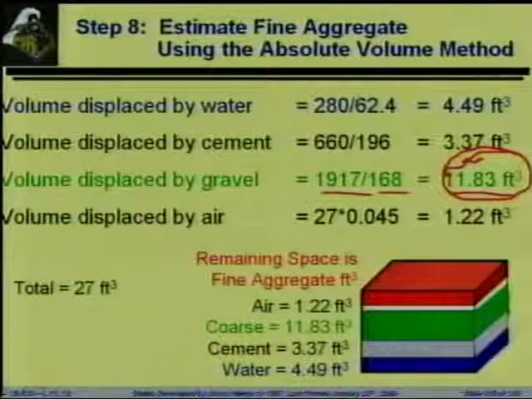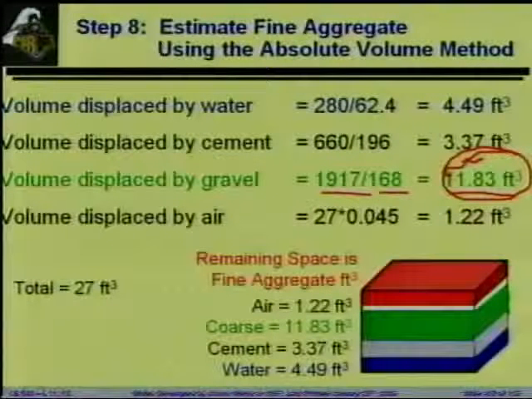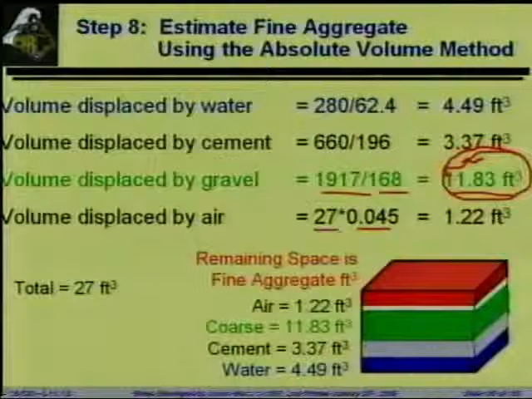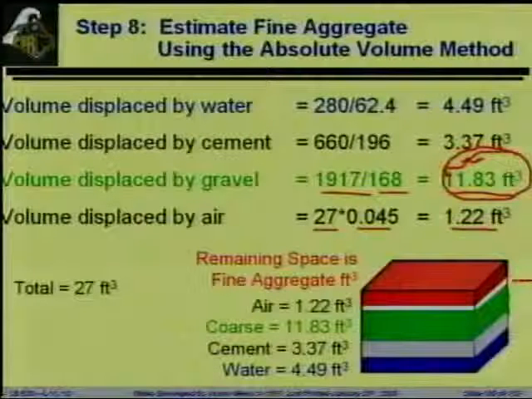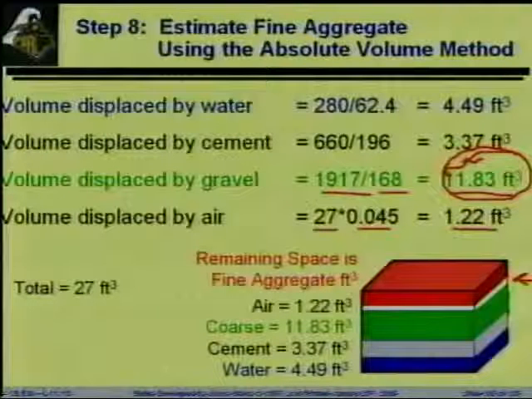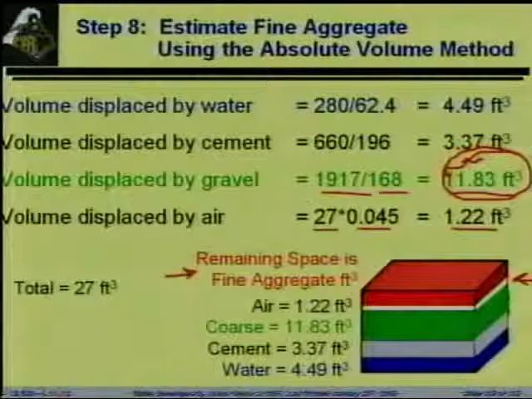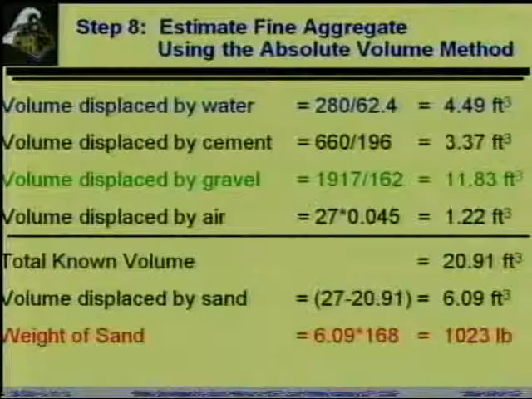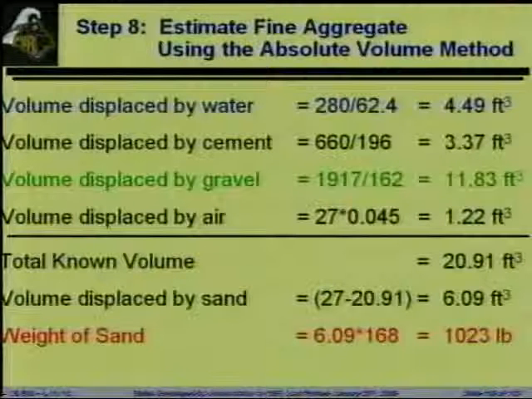Now we can also go through and figure out how much of the system is taken up by air, and we said that we had 4.5% of the volume was air. 4.5% of our 27 cubic feet is 1.22 cubic foot of air inside of the system. And if we add all this together, we are going to find out that there is remaining space inside of the overall material. That remaining space is our empty space. That's the space that needs to be filled in by our fine aggregate. So that's how we're going to basically be able to determine our fine aggregate.